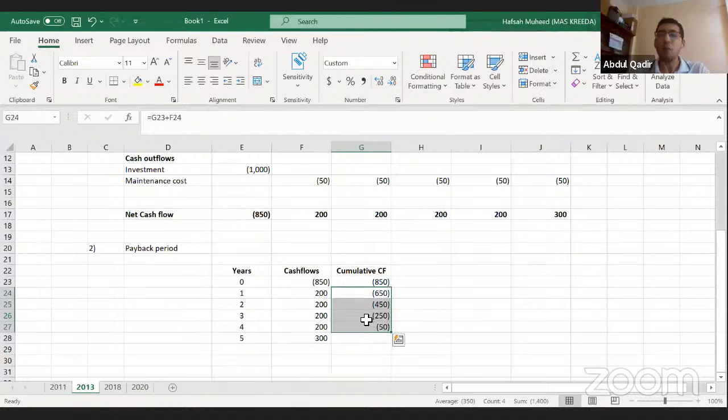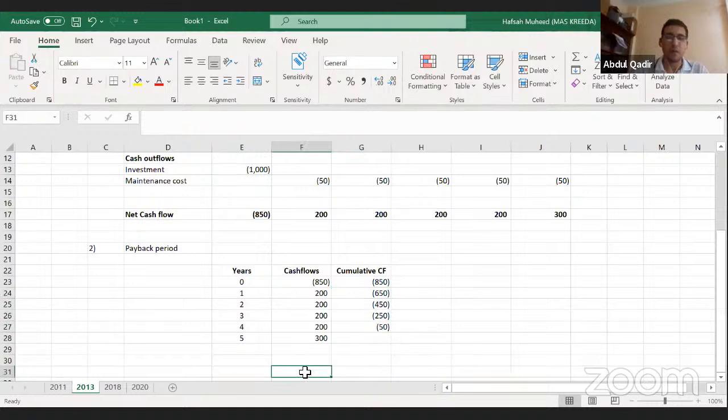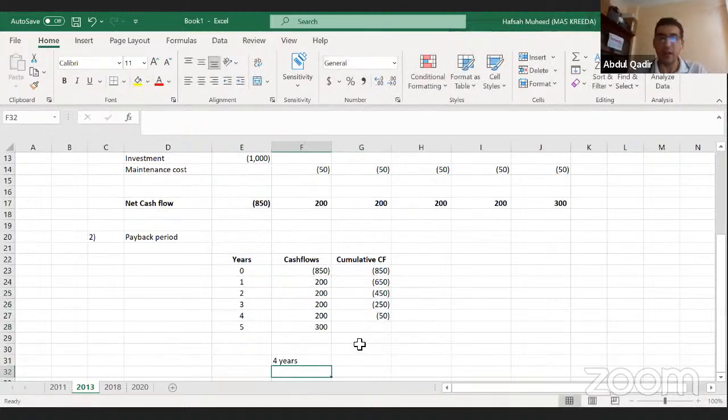So now you can see how many years it has taken you to recover this investment. That is the payback period. It has taken you 1, 2, 3, 4 years. It has taken you 4 years to recover. So I will say 4 years. We are not done because you still have 50,000 more to recover, right?